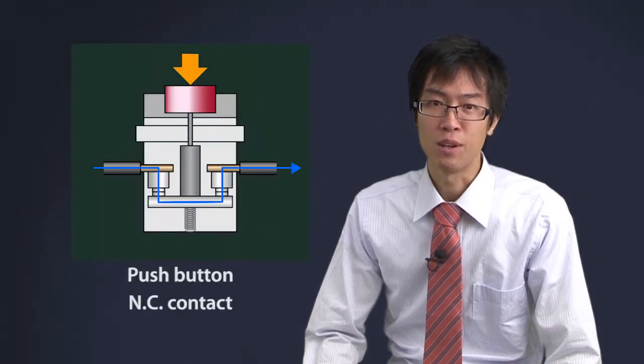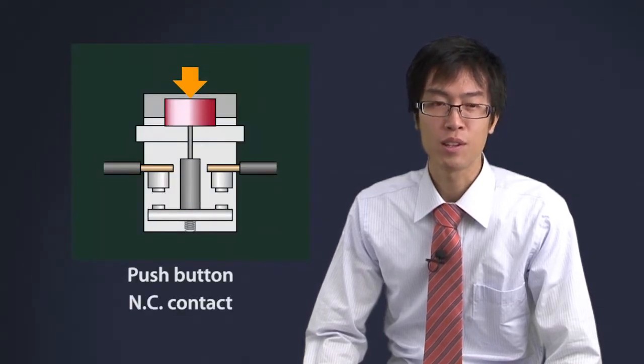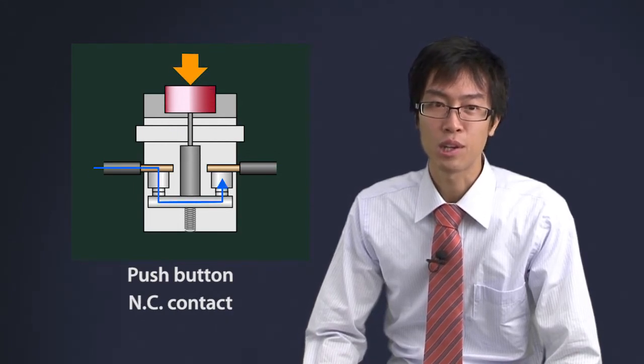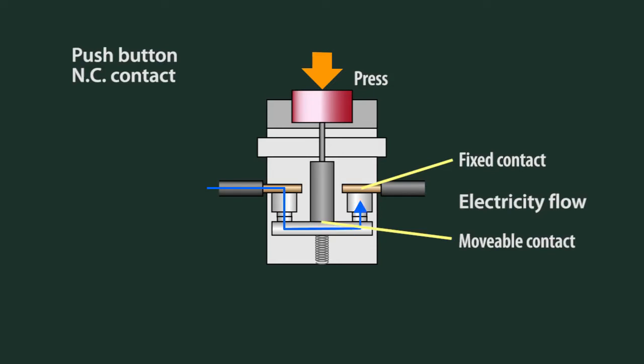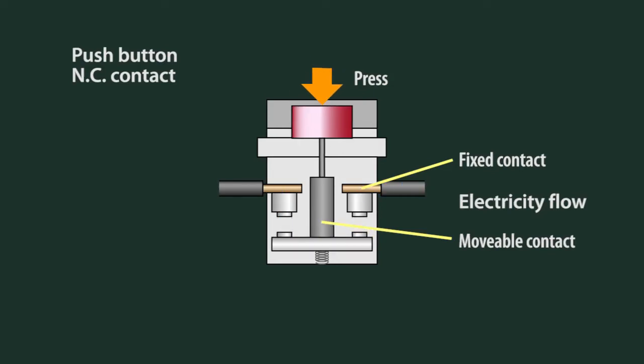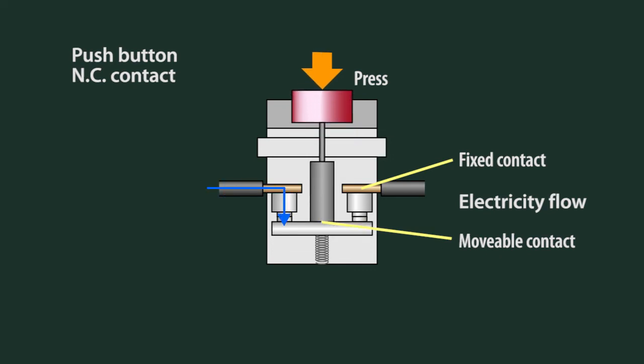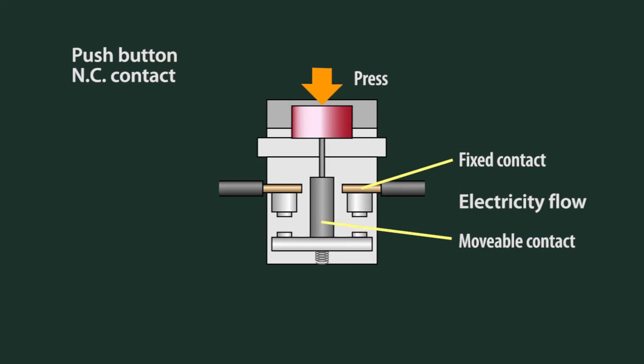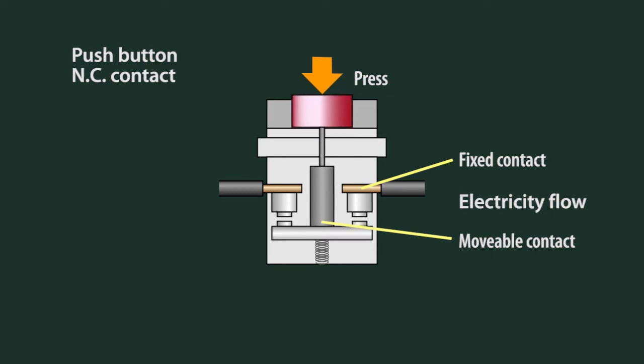A normally closed contact, conversely, is a contact that is closed in its default position. When actuated, the contact will open and no electricity will flow. If I make the analogy of a normally closed contact to a push button, a spring normally keeps the contact in the closed position and electricity will flow. When the push button is pressed, the contact will open and no electricity will flow. When the button is released, the contact is closed again.